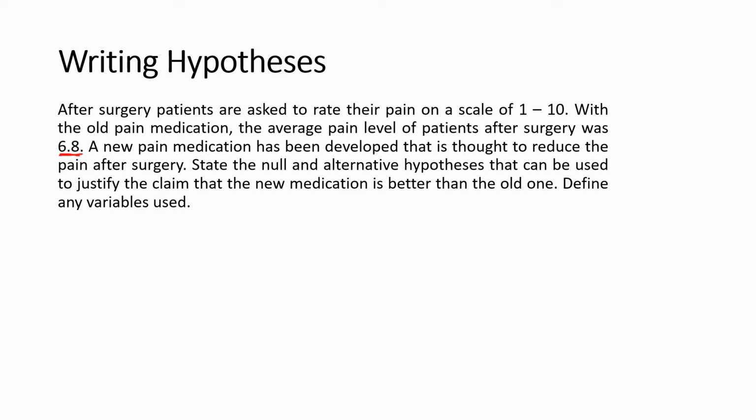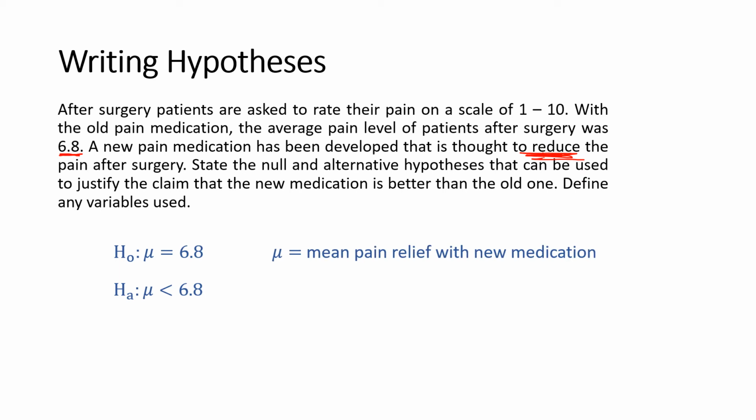So we're going to start by assuming that the new medication is no different. We're going to assume that the new medication is equally as effective as the old medication. So our null hypothesis is that the mean for this medication is 6.8, just like the old medicine. But we hope to prove that it actually reduces the pain after surgery. Reduce means decrease. So we're trying to prove here that the mean is now less than 6.8. And again, that mean represents the mean pain level with the new medication.